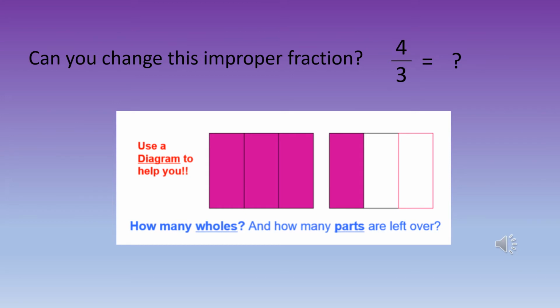So can you change this improper fraction into a mixed number fraction? The improper fraction is 4/3, 4/3. Use the diagram to help you. Pause the video now to work out what you think the mixed number fraction might be.